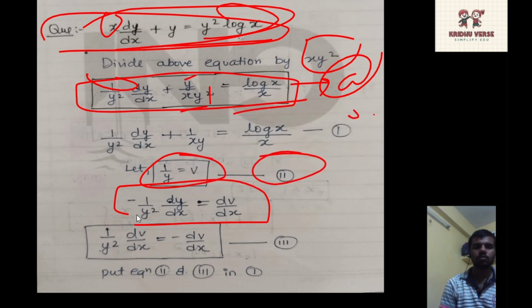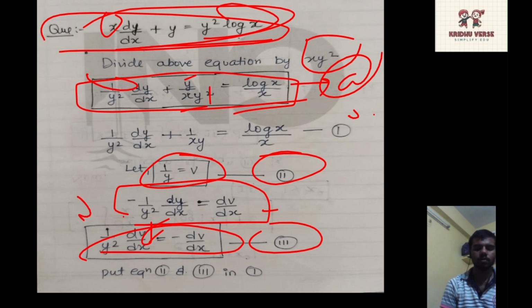Now we cross multiply it here. The minus symbol is sent to the dv/dx side. So this minus 1/y² term gives 1/y² dy/dx equal to minus dv/dx. That is taken as equation number 3.